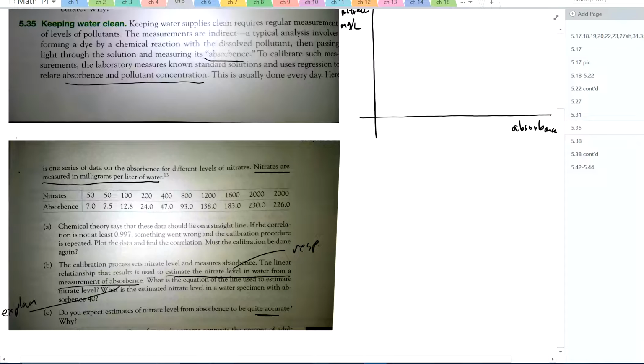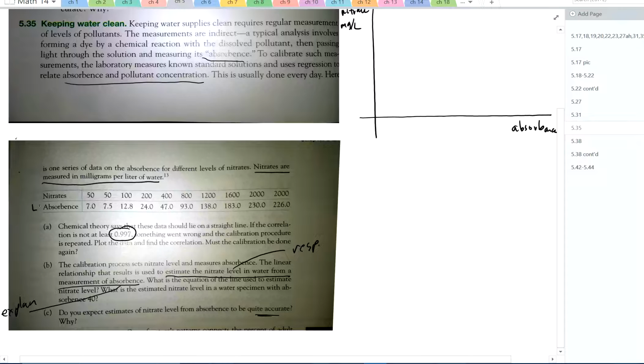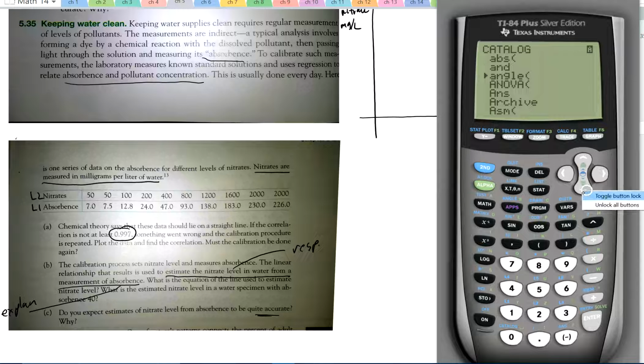So let's put the data in our calculator and calculate R and see what we get. So I have already done that and put my data in my list. So L1 is my absorbance. L2 is my nitrates. So L1, L2, and I'm just going to go check and see if my diagnostic is on. There we go. So that I can get R on here.